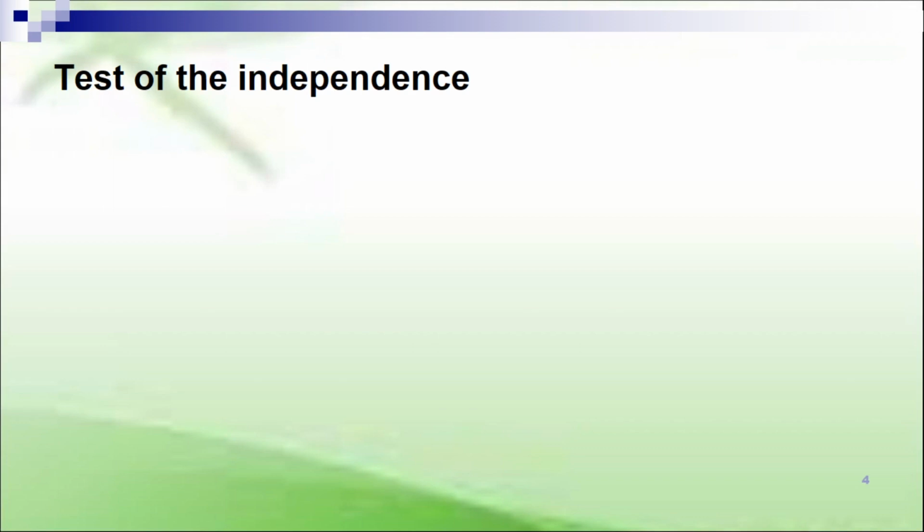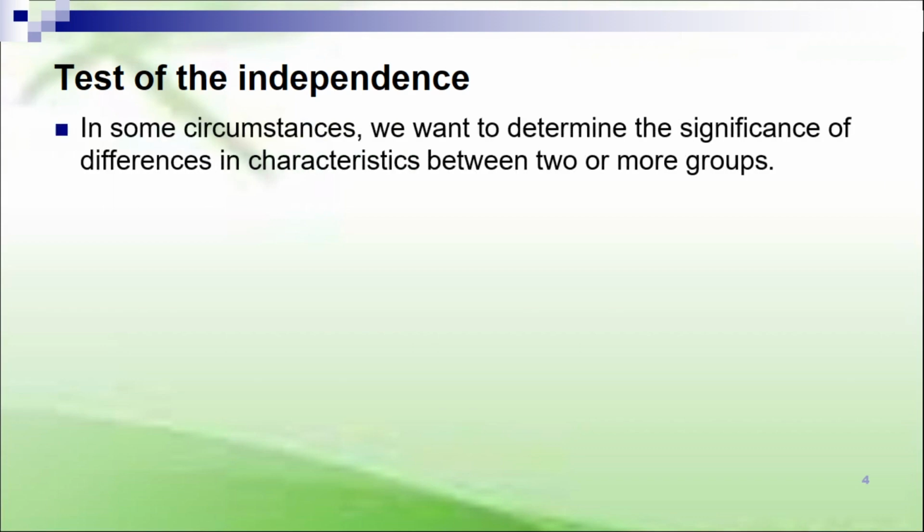Now first see how to define the test of independence. It says that in some circumstances we want to determine the significance of difference in characteristic between two or more groups. That indicates we are going to test whether there is any dependency or any relationship among two or more variables. In today's lesson we discuss how to identify the relationship between two qualitative variables.